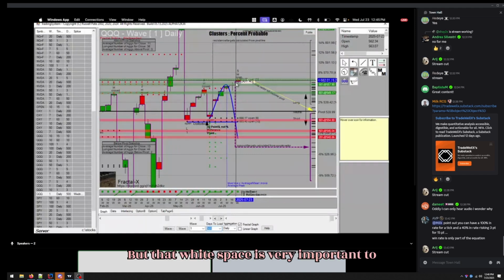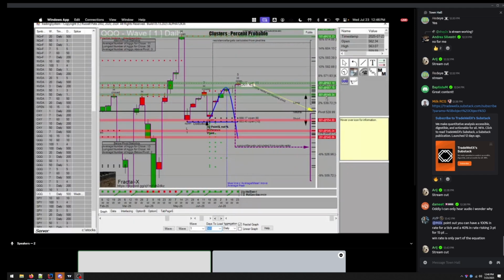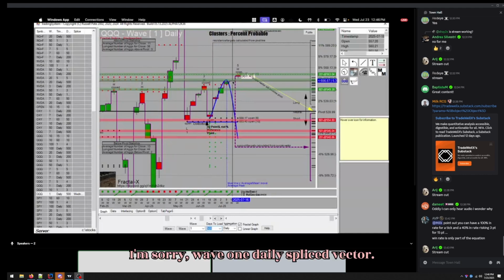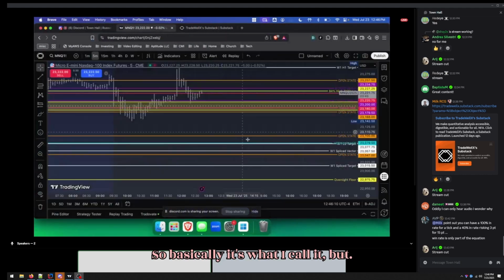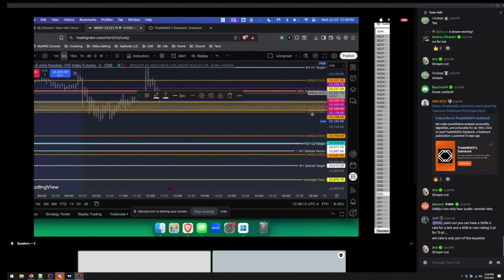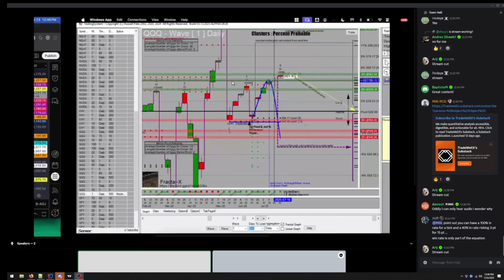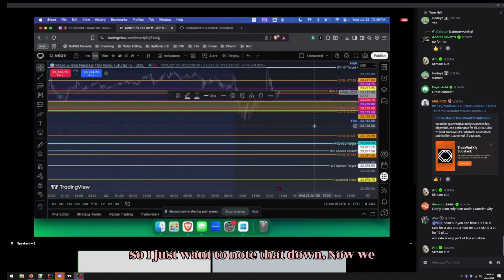But that white space is very important to pay attention to. But I noted down, I took a note of this wave seven, I'm sorry, wave one daily spliced vector. So basically, that's what I call it. Spliced vector. So basically, that was the close of the previous Wednesday. So I also note that down.